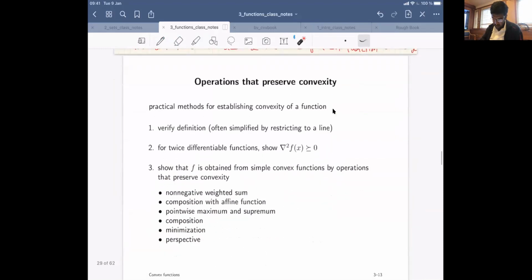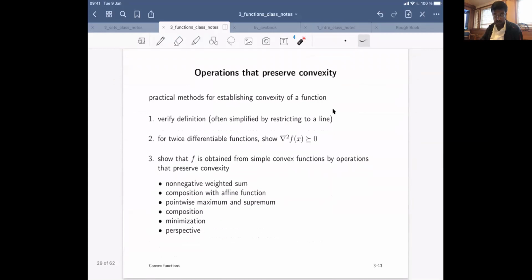Now let's move to the next topic: operations that preserve convexity. So far we saw a few techniques to check convexity. We saw the first order and second order conditions, and we also saw the basic definition using Jensen's inequality, right? Now the thing is, this will not work always.